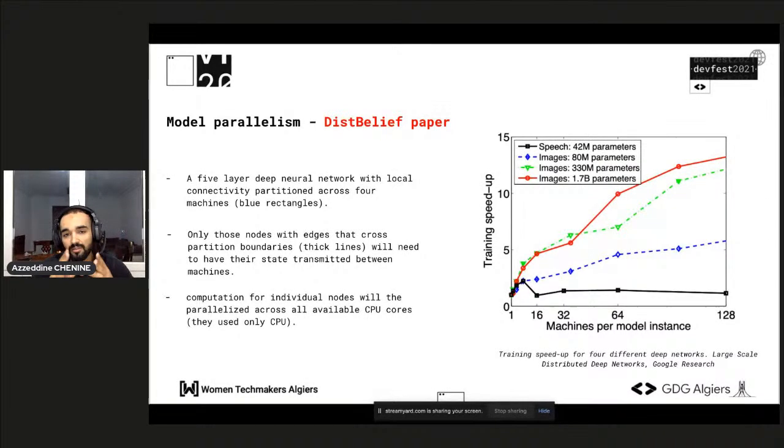And this paper in general delivered very good results regarding the speedup, because they took an image model with 80 million parameters and a speech model with 1.7 billion parameters, and they really achieved good results regarding the speedups in terms of machines per model instance. You see, let's take the image model with 1.7 billion parameters. You'll have a speedup of nearly 50 regarding the number of machines used.